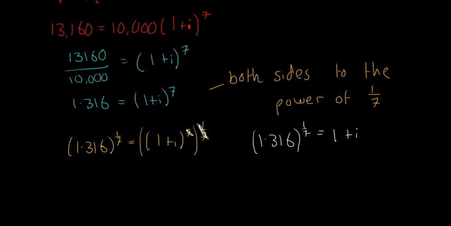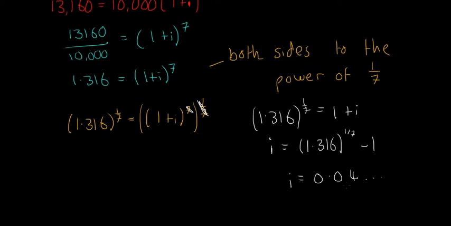Okay, so the whole reason you're going to put both sides to the power of 1 over 7 is to get rid of that to the power of 7, that one there, and so we can get I on its own, so we can isolate I. So our final answer then is going to be I is equal to 1.316 to the power of 1 over 7 minus 1, and that's going to give us that I is equal to 0.04, and then there's going to be loads of other numbers after that, but it says to the nearest whole number, so then the nearest integer is I is equal to 4%, and that is our interest rate.